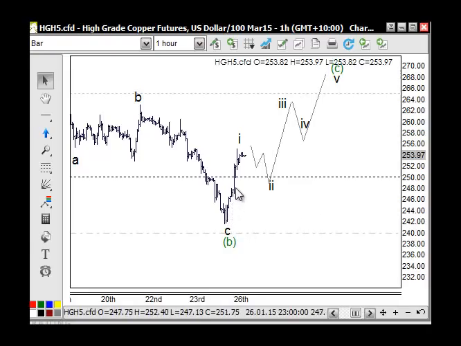But this little impulse wave here should be followed by another impulse wave up through here. This wave 1 here may not quite be complete yet. There can be another little high in here first before we get the ABC, and then further up there, 250 medium level. It's looking quite positive here for at least the short term.